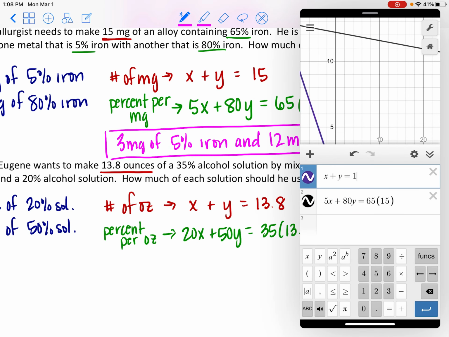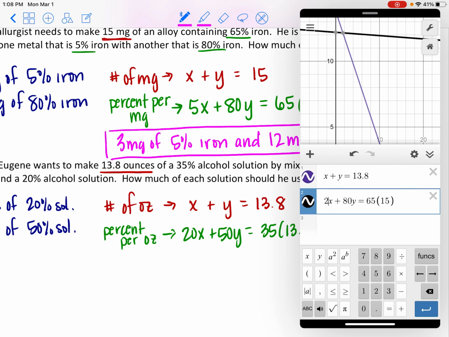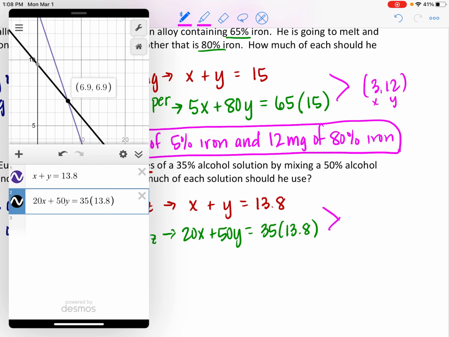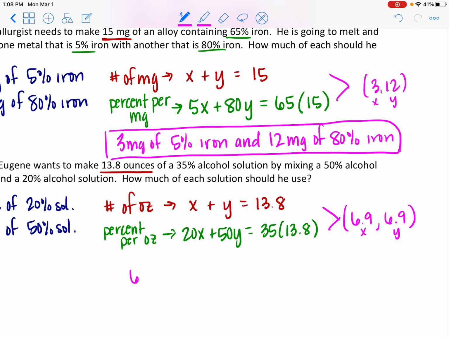So x plus y is going to equal 13.8, and then 20x plus 50y equals 35 times 13.8, and our solution right there is going to be 6.9 ounces of each. 6.9 and 6.9. And again, this was x and this was y. So it's going to be 6.9 ounces of each.